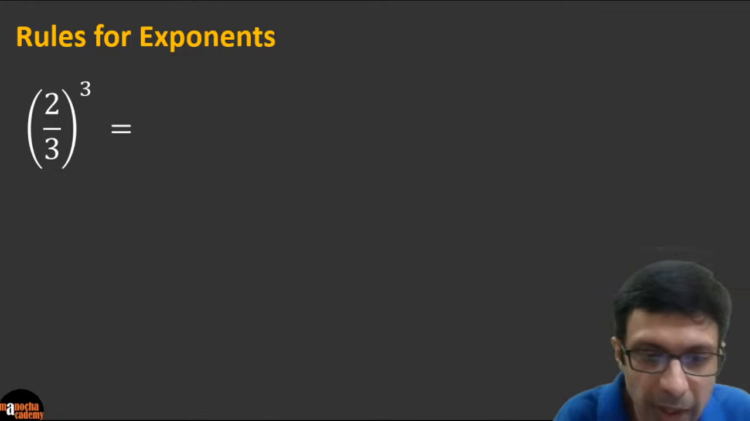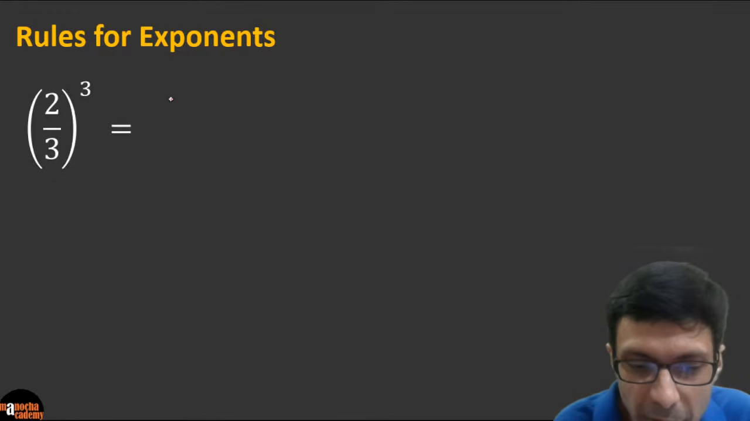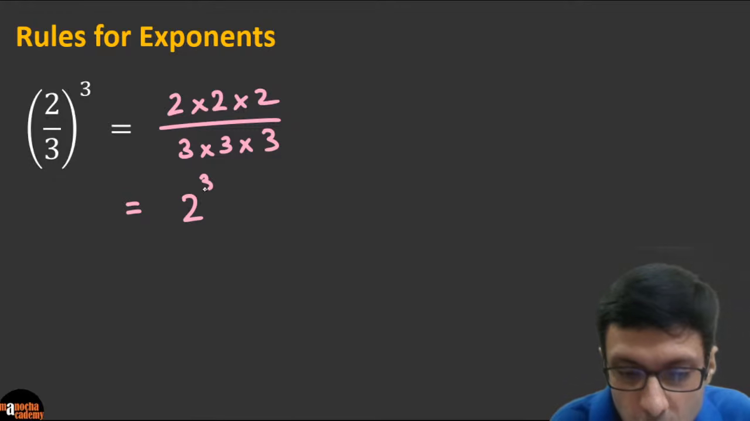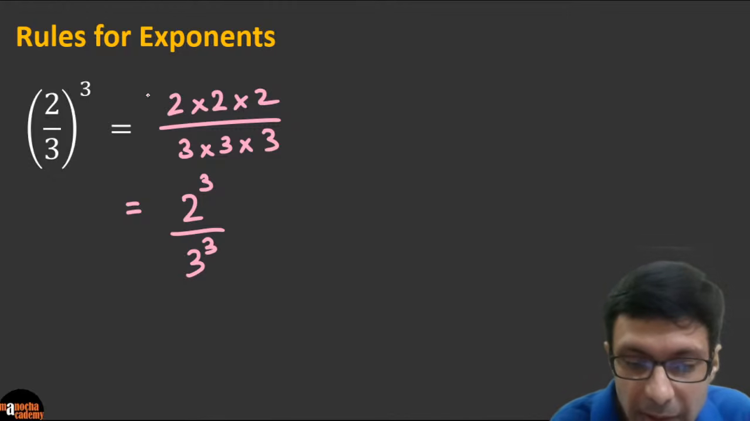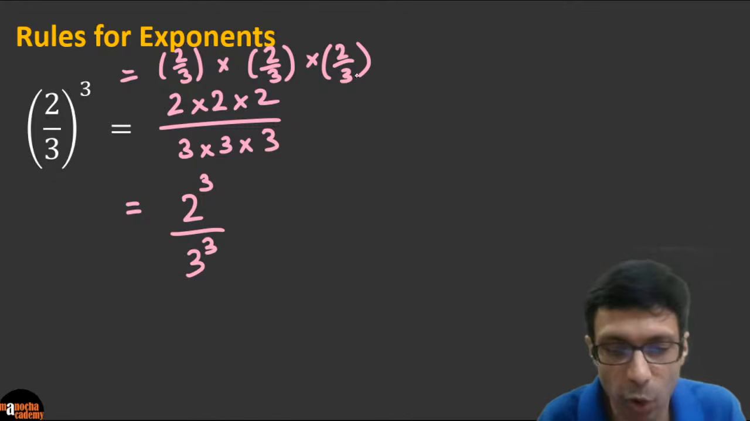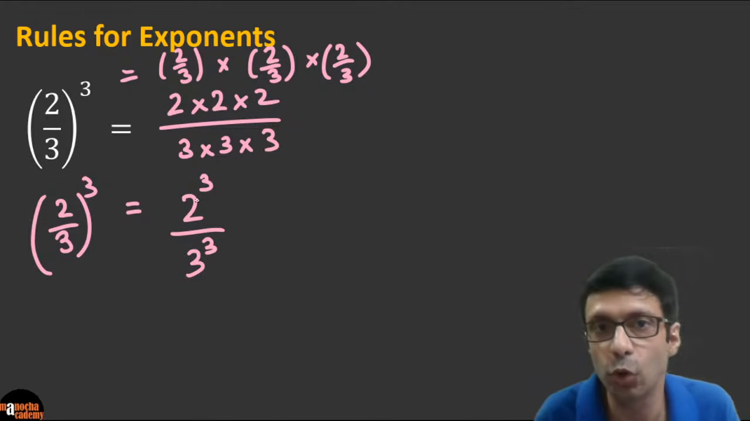Similarly, what will this be? What do you guys think this is going to be? We can do the same thing here. We have 2 times 2 times 2 here, divided by 3 times 3 times 3, right? So this is going to be 2 cube by 3 cube. And where did we get this? Because this is 2 by 3, 3 times. Can you see this? So this is what we have. Our left hand side, 2 by 3 whole cube, is basically 2 cube by 3 cube.